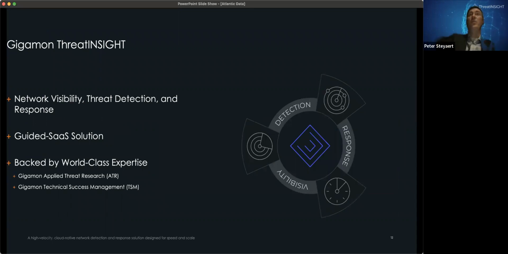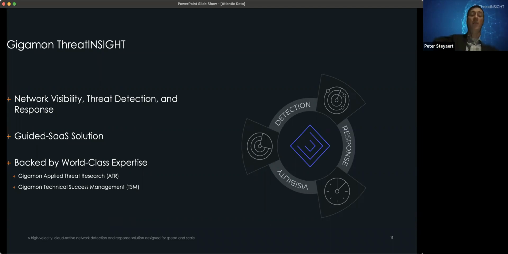Which gets us to what Threat Insight really is. It's a network detection and response tool that is focused on visibility, detection, and response, right? So it is a guided SaaS solution. And what I mean by a guided SaaS solution is we are the best of a SaaS offering, or software as a service, as well as the MSSP model. And by that, I'm saying we are not an MSSP. We're not 24/7 eyes on glass.